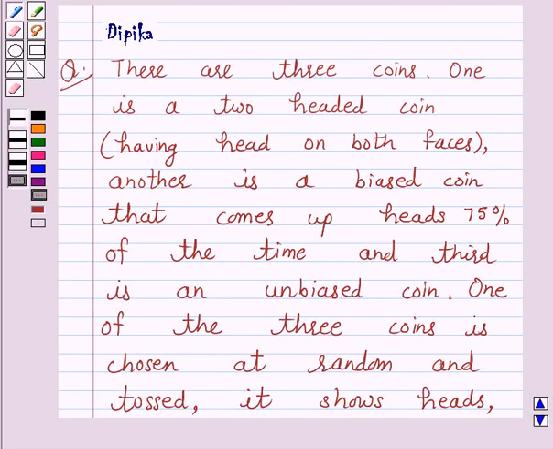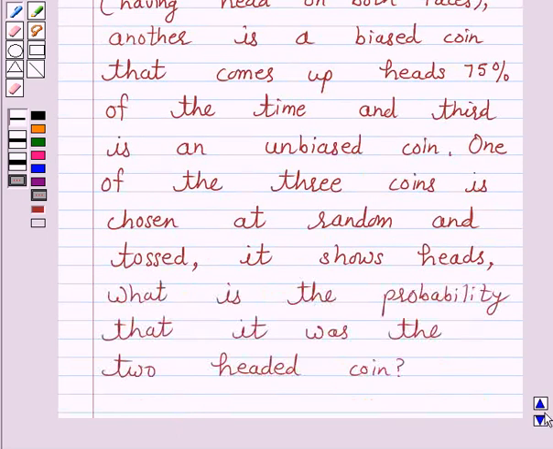I am Deepika here. Let's discuss the question which says, there are three coins. One is a two-headed coin, that is having head on both faces. Another is a biased coin that comes up heads 75% of the time. And third is an unbiased coin. One of the three coins is chosen at random and tossed. It shows heads. What is the probability that it was a two-headed coin?